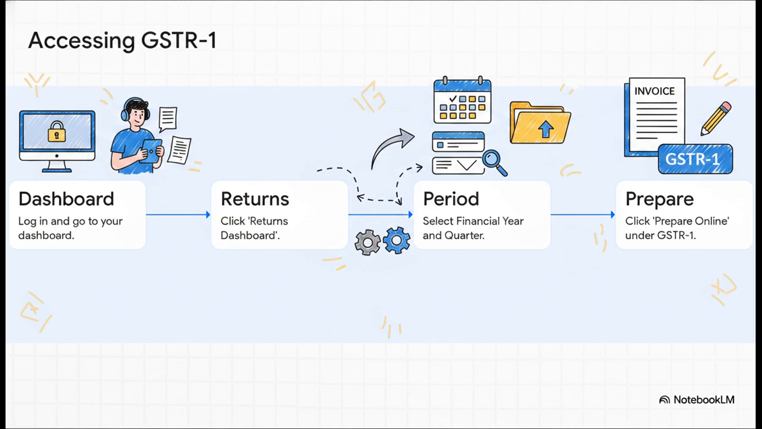Next, you simply use the drop-down menus to select your financial year and the specific quarter you're filing for, and hit Search. This will bring up your filing tiles. To begin entering your invoices, just click Prepare Online, right there under the GSTR1 tile.